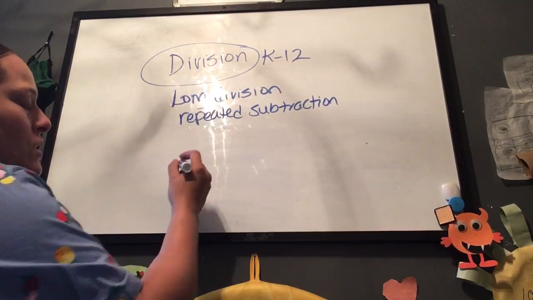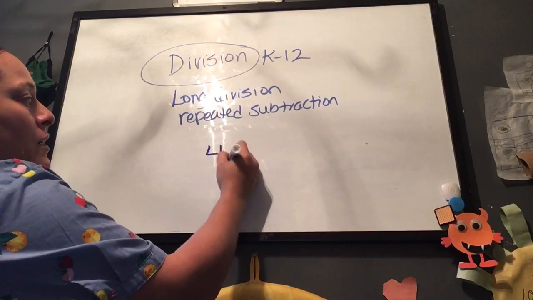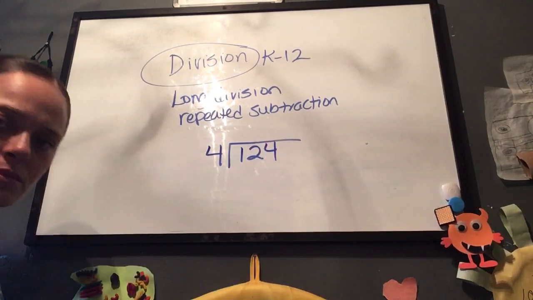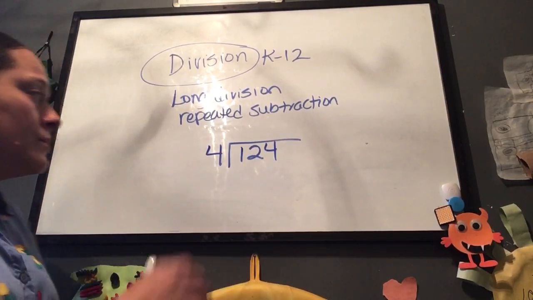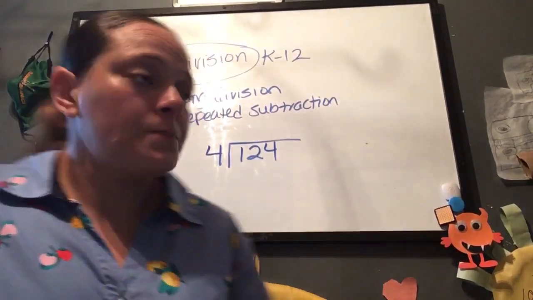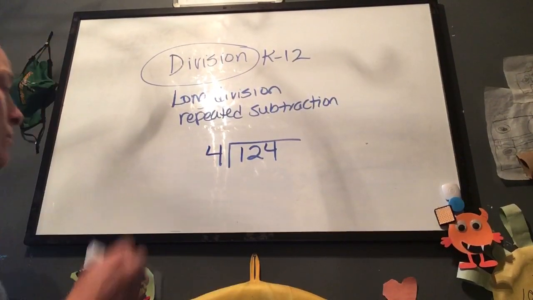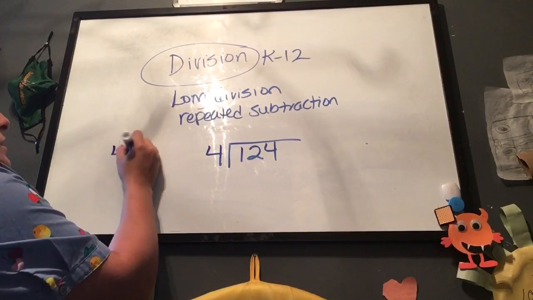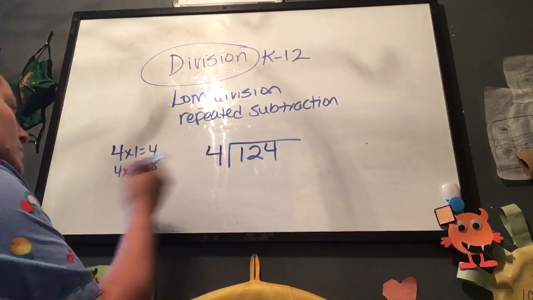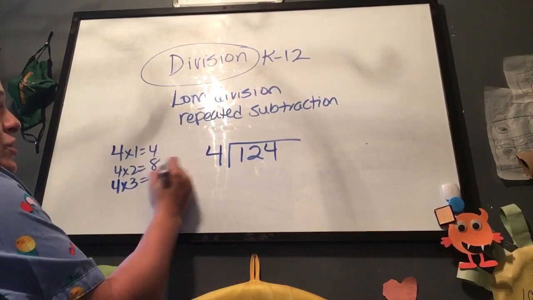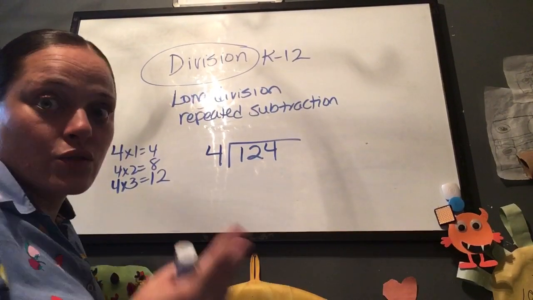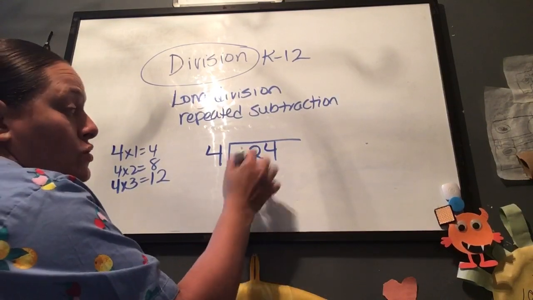If let's say we wanted to do the same number but a little bit bigger, we want to do 4 into the number 124. This is where knowing your multiplication is very important, right? We want to make sure that we know our times table. We know that 4 times 1 equals 4, 4 times 2 equals 8, 4 times 3 equals 12, right? So here we could do 4. Well, we can't do 4 into 1, so that's a no-no. 4 into 12.